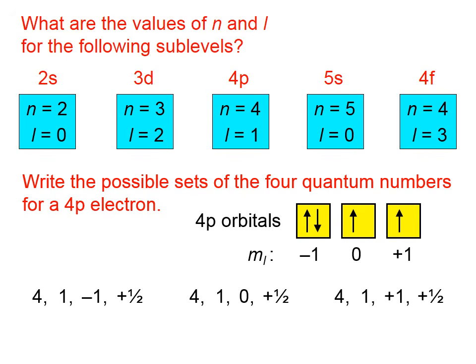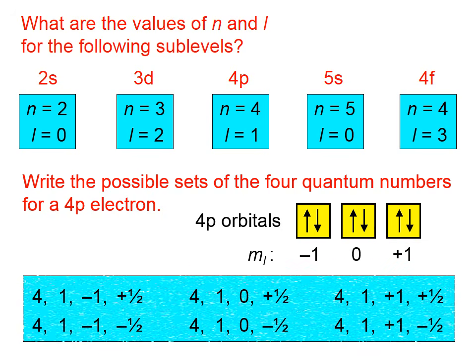Now we're going to do the spin down electrons. This one that I've added here will have a third quantum number of negative 1 and a fourth quantum number, since it's spin down, of negative 1/2. This one will go something like this: 4, 1, 0, negative 1/2. And the last one, 4, because we're in the 4th energy level, 1, because we're talking p orbitals, positive 1, because we're talking this particular p orbital, and negative 1/2, because we have spin down.